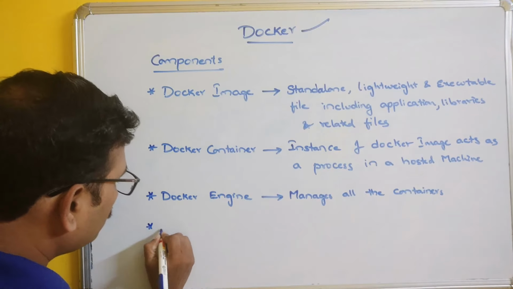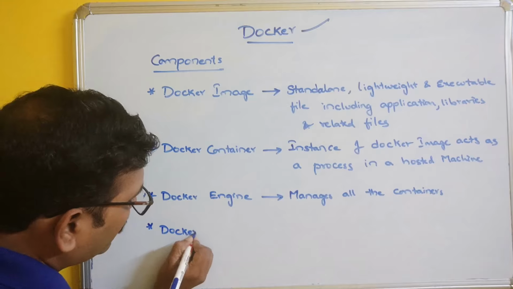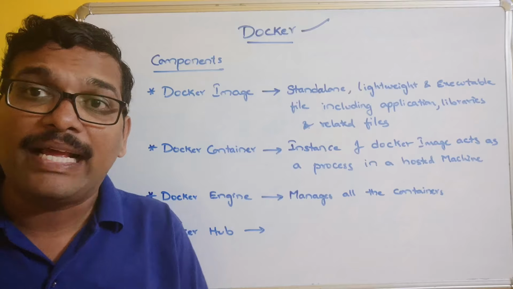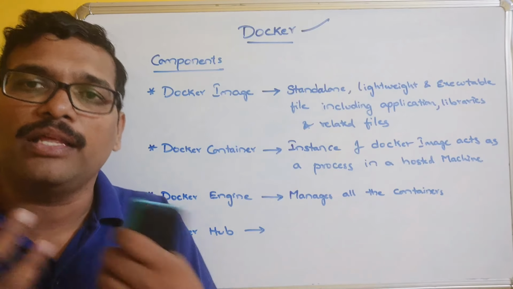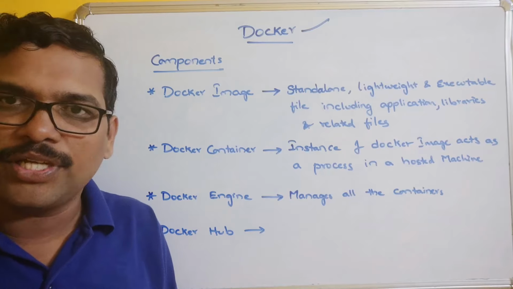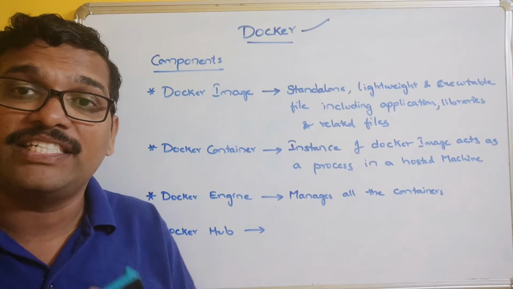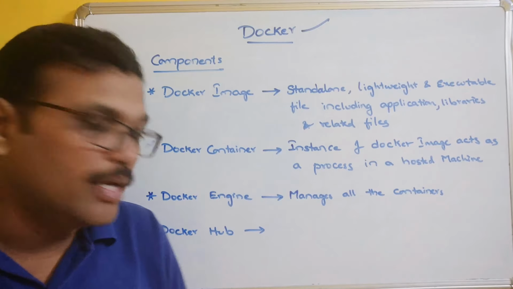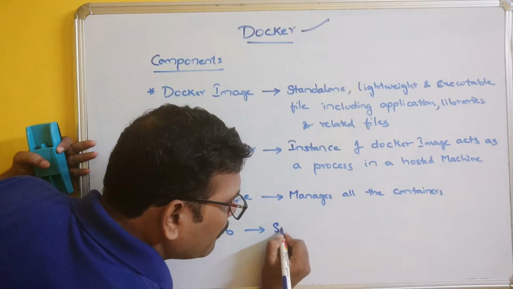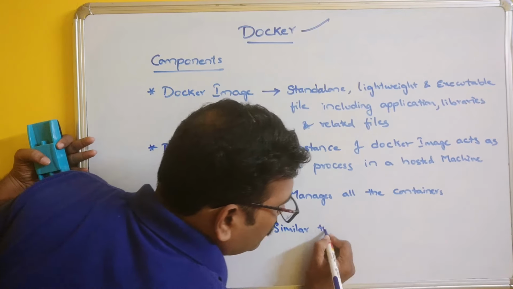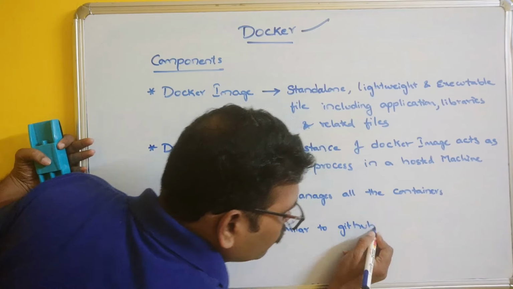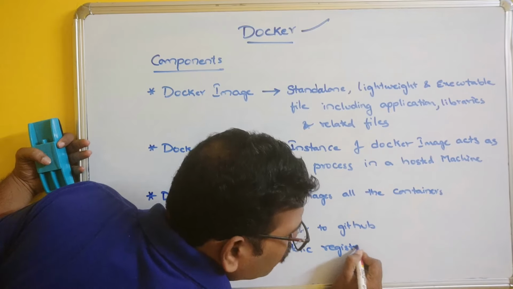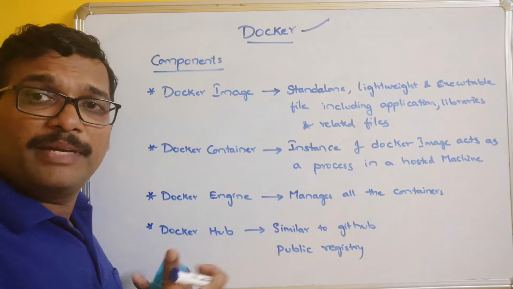And the last one is Docker Hub. This is similar to our GitHub, right? This is a public registry where we can store all the Docker images in a single place, where all the developers can share the Docker images or execute the Docker images on their own applications. So Docker Hub is similar to GitHub, which is a public registry. We can also call it a cloud, where all the Docker images will be placed.